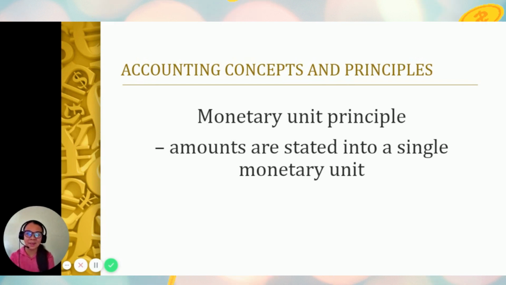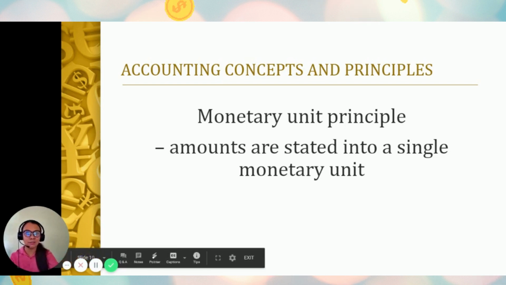The next one is the monetary unit principle. It states that amounts are stated into a single monetary unit. So that means that Jollibee should report financial statements in pesos even if they have a store in the United States. And a foreign company should report their financial statements, let's say in dollars, even if they have a branch here in the Philippines.